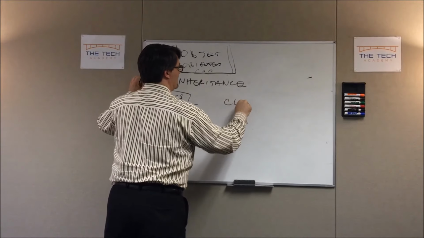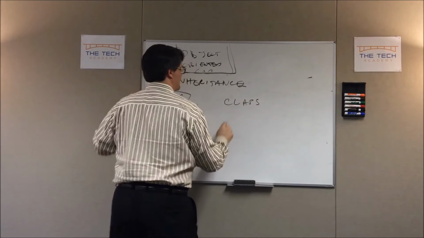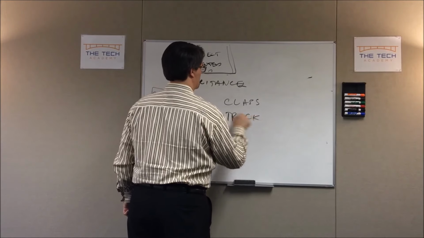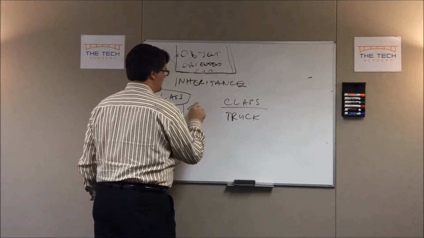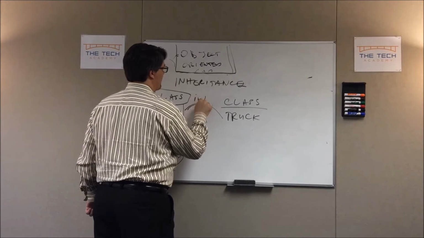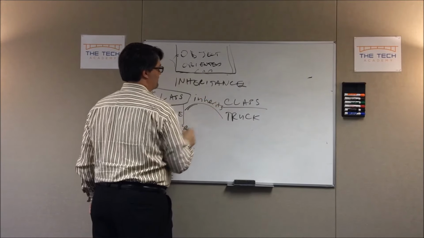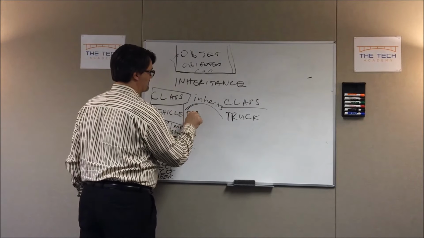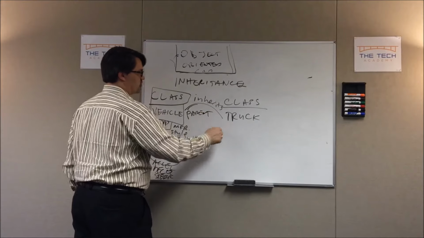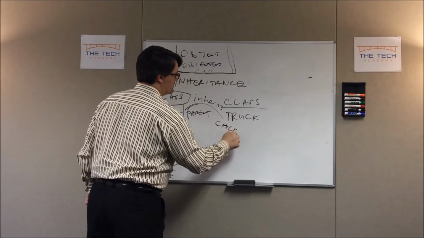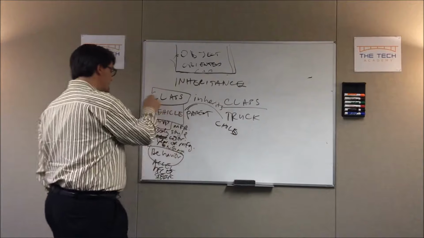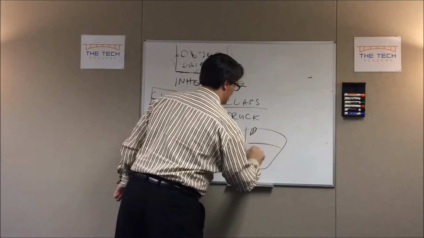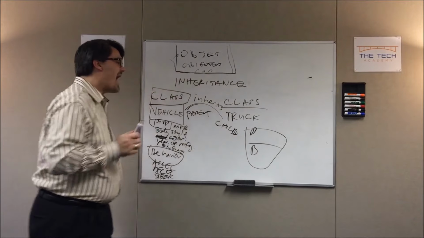Inheritance is making a new class. Let's make a class here called truck. And it inherits from this vehicle class. The vehicle class is the parent class. The truck is the child class. So what does that mean? Well, it means that it gets all of these properties and behaviors, but you can add in some.